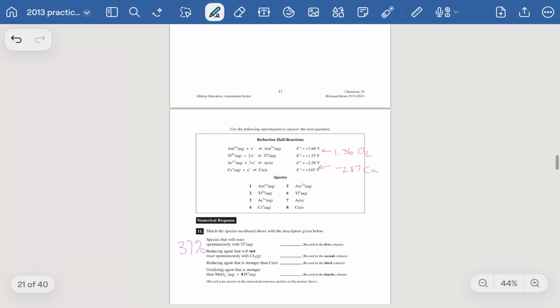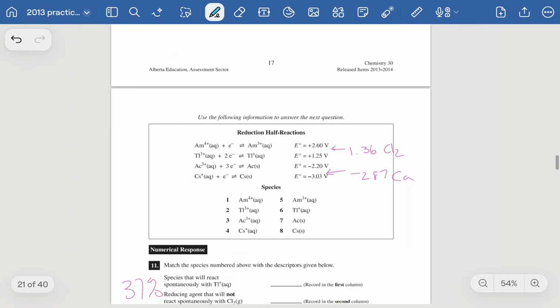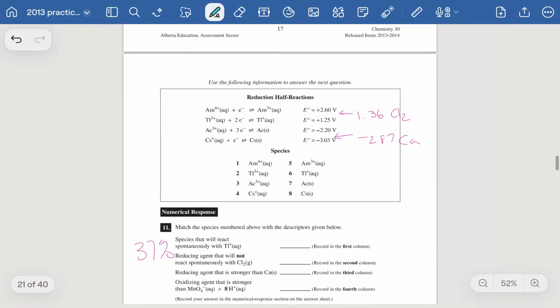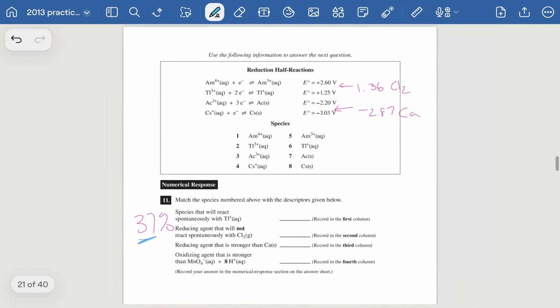Now let's make that bigger again. All right. So this one, again, it didn't test the best, but that's interesting to me because it's actually not that hard of a question. So this first part says the species that will react spontaneously with Ti positive. Ti positive is here. If it's a spontaneous reaction, we need the OA to be higher. So this first one is number 1.